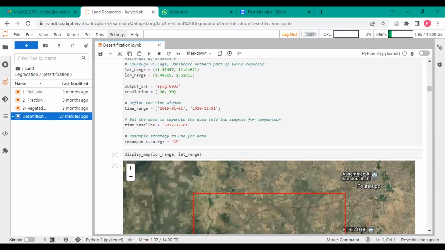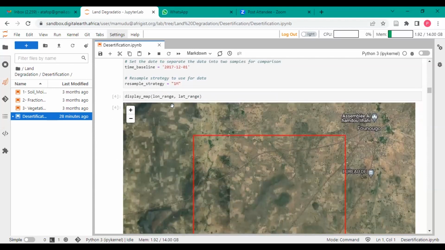Now, even though we know this is a short period for analyzing desertification, it was the time period for which we were able to get most of our data sets, particularly the soil moisture data sets. So it gives an indication of what we can do with this kind of data sets using the DE Africa platform. And of course, in future, maybe in the next 5 years, we can run a similar analysis to see what could have changed in a longer period of time.